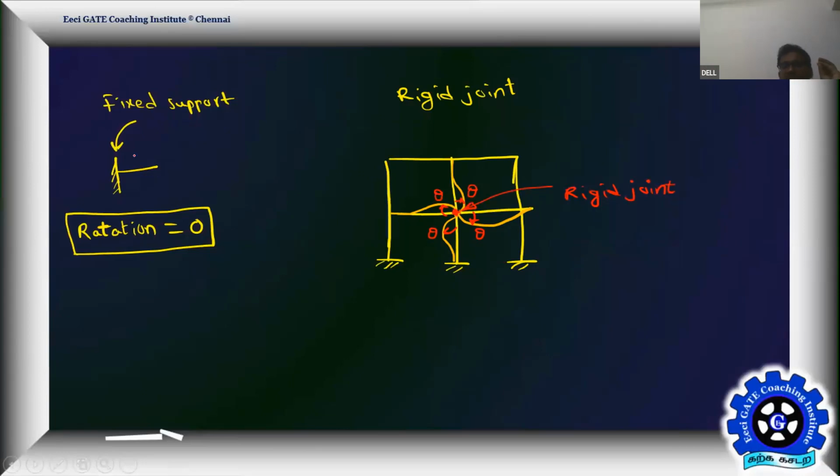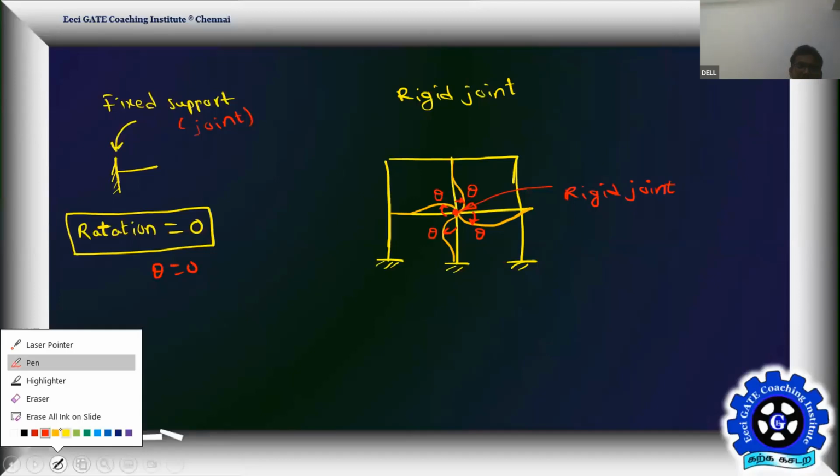But fixed joint means, at a fixed support, it does not allow any kind of rotation. Rotation theta is exactly equal to 0 over here, but theta is the same for all the members meeting at the rigid joint. That is the difference between the rigid joint and fixed support. You understand the difference? Otherwise, you can take even this kind of structure also.